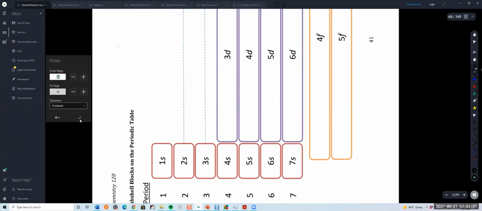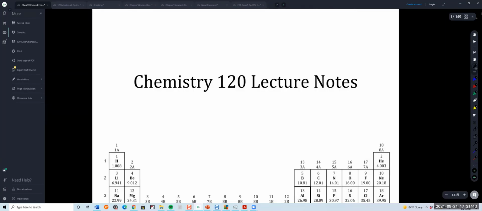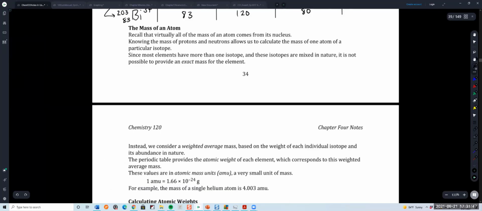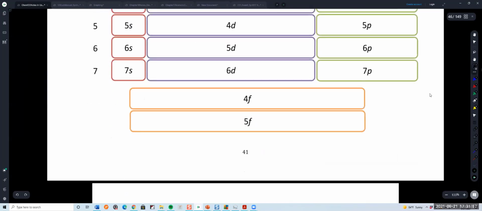Rotate this page clockwise. Almost sent me back. Frustrating. There we are.